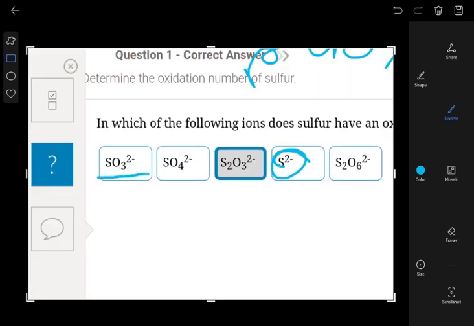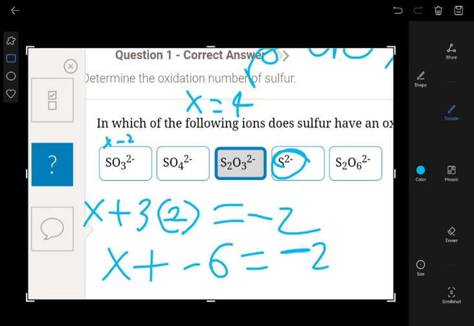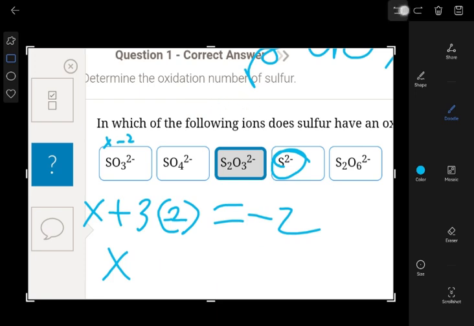Here, you have sulfur, we'll say its oxidation number is X. We don't know it. And oxygen, we know it's -2. So X plus 3 times -2 should equal -2. That means X plus -6 equals -2. Take 6 to the other side. X equals 4. We're not looking for 4, we're looking for +2. So it's wrong.